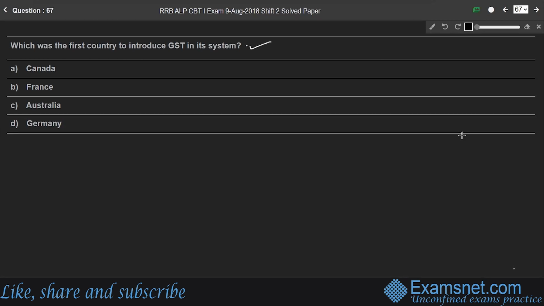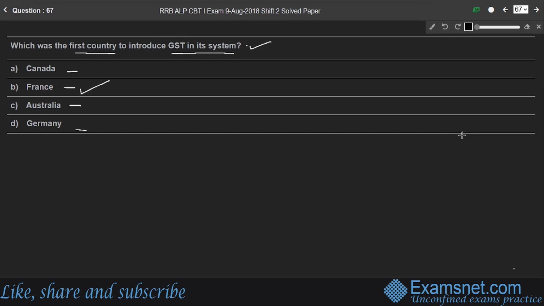Question 67. Which was the first country to introduce GST in its system? The options are Canada, France, Australia, and Germany. Here the goods and service tax, GST, is a value added tax, right? It was first introduced in the country France, so option B is the right answer.